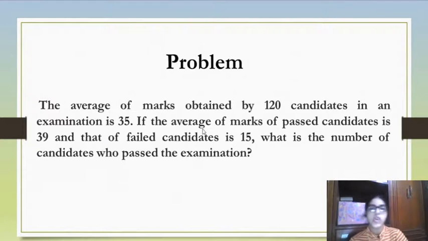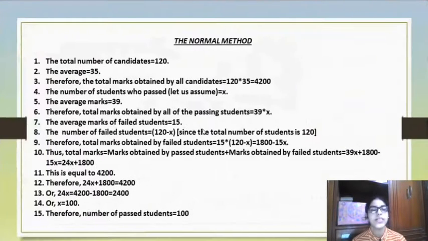So the total number of candidates is 120, and the average of the marks they obtained is 35. Therefore, the total marks obtained by all of the candidates, which is essentially the sum of all values, is 120 into 35, which is 4200. This is one of those derivations of the general formula for finding the sum of all values. Let us assume the number of students who passed to be x. X is a variable, and x can take any value that we give it during the entire problem.